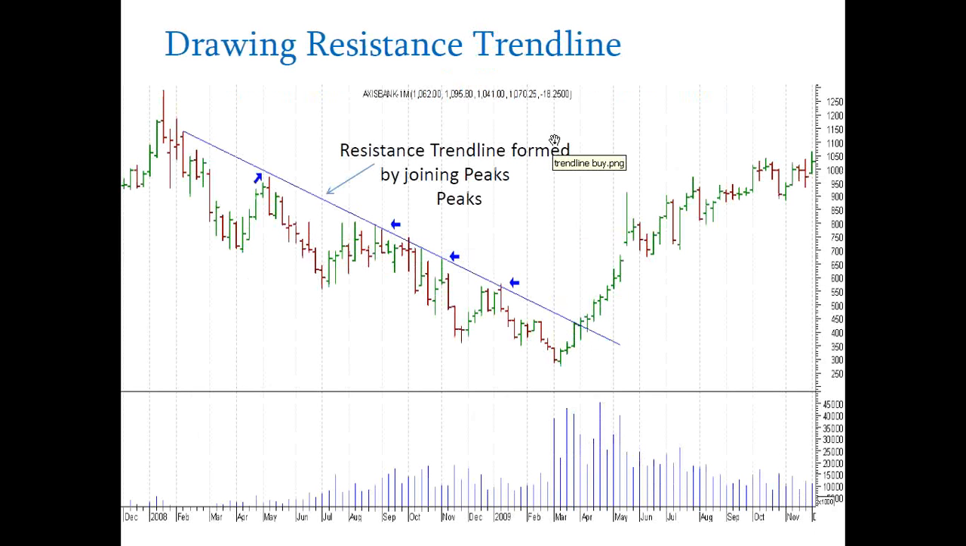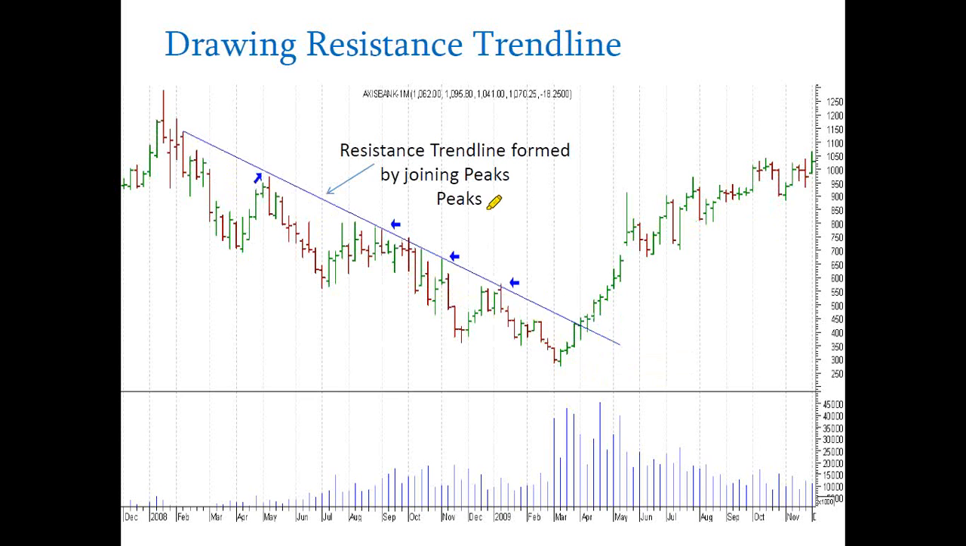Now let us understand what a trend line is, how a trend line is drawn, how the trend line works, and how a trader can effectively use a trend line while trading in the markets. As you can see, what we have done here is join the resistances of that particular stock with a line, and when the line is joined, it looks like a trend line on the stock.